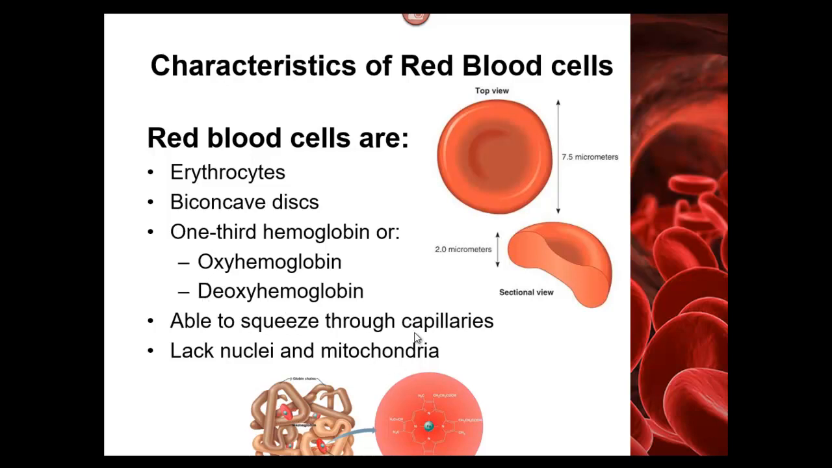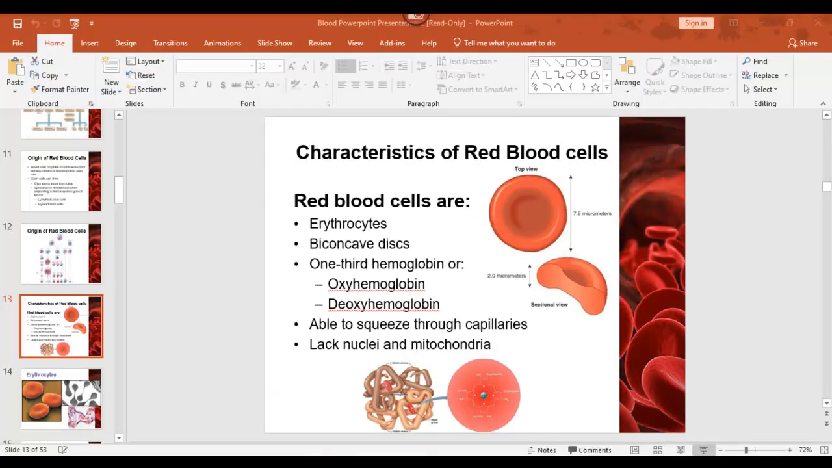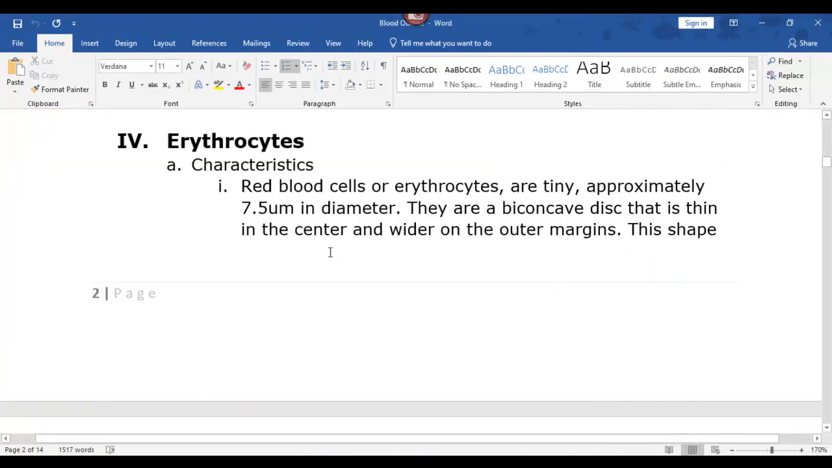So, like it says here, it's able to squeeze through capillaries. Oxyhemoglobin, if blood is loaded with oxygen, has a red color. The deoxyhemoglobin, blood that's low in oxygen, that's not bound to hemoglobin, actually has a blue color to it. So I'm going to bounce back.